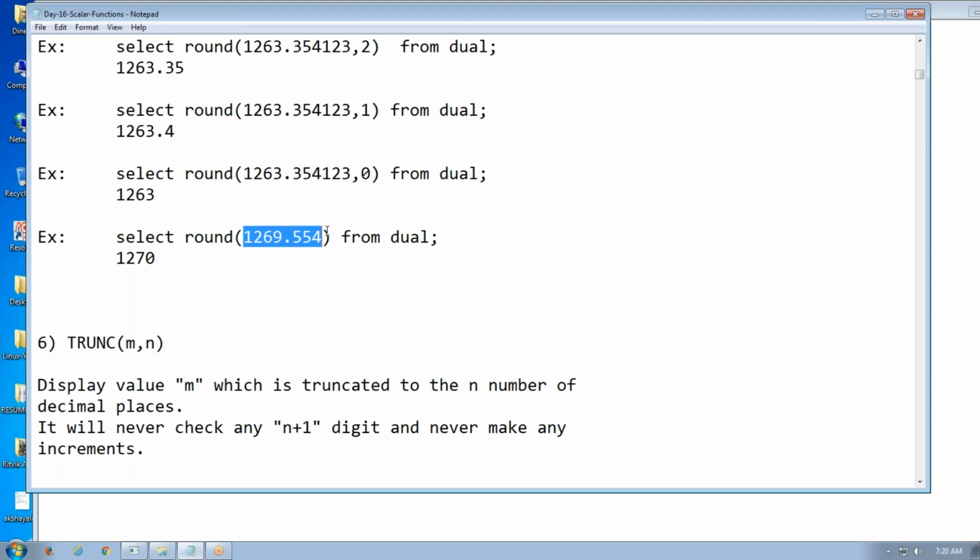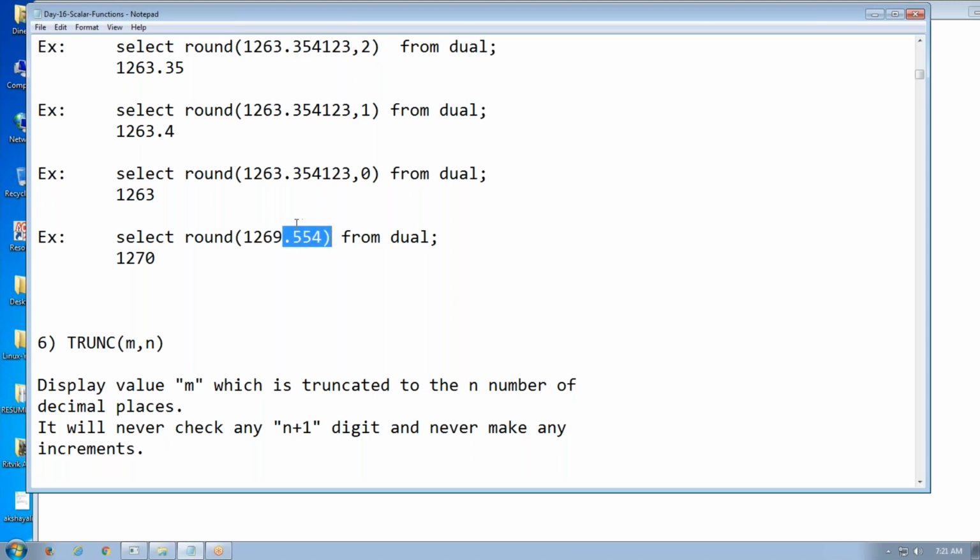In such a case, by default it will take 0 digits. If you write 0, then it is considered as 0 digits after decimal point. If you don't write n value, then also it will consider 0 number of digits after decimal point. So it will consider 0 digits. So it is trying to eliminate this part.